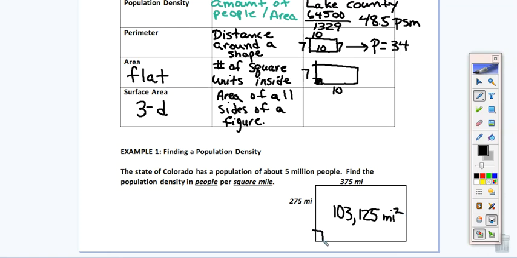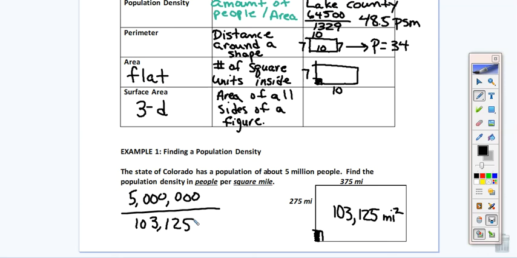If this was a 1 by 1 square mile, it would take 103,125 of those to fill it up, okay? How can you use that information to find the density there, Anika? And then 5 million divided by 103. People per square mile is what I want. We have 5 million people per square miles. How many square miles total, kids? 103,125. Okay, so somebody run that quotient for me. I'd say nearest tenth is good, Jaden. 48.4. How many got 48.4? 48.4 people in every square mile.